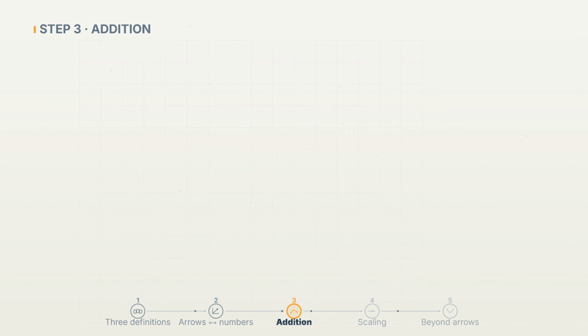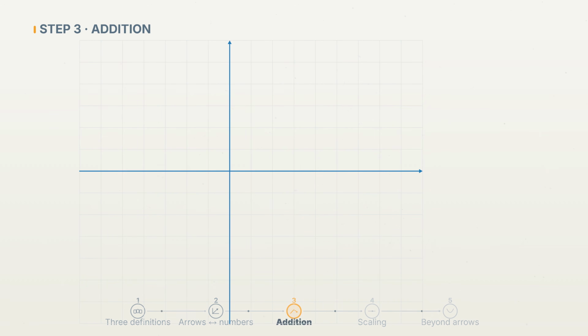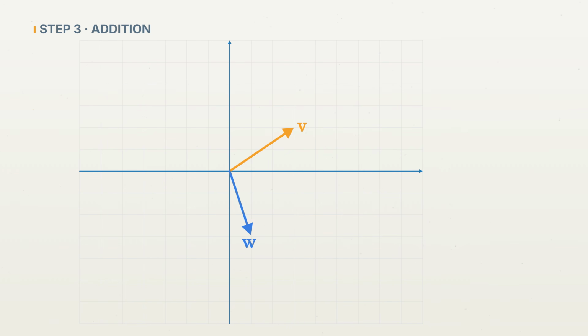Step 3. What does it mean to add 2 vectors? Meet W: 1 unit right, 3 units down. A perfectly good vector with its own components. Watch what happens next. To add W to V, pick W up and place its tail on the tip of V, like you see on screen. Now walk 3 right, 2 up, then 1 right, 3 down. Where you land is the sum, 4 right, 1 down, a brand new vector, V plus W.